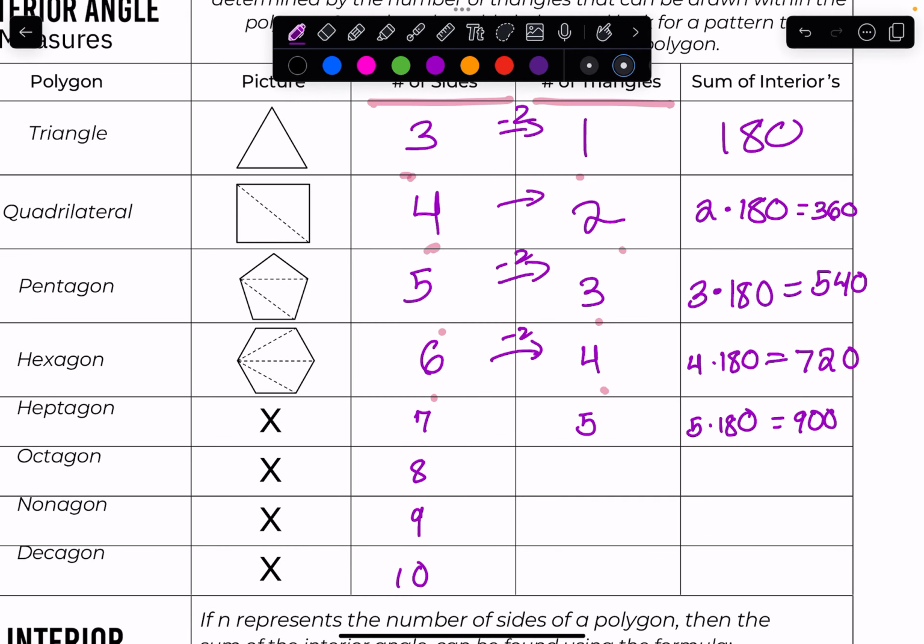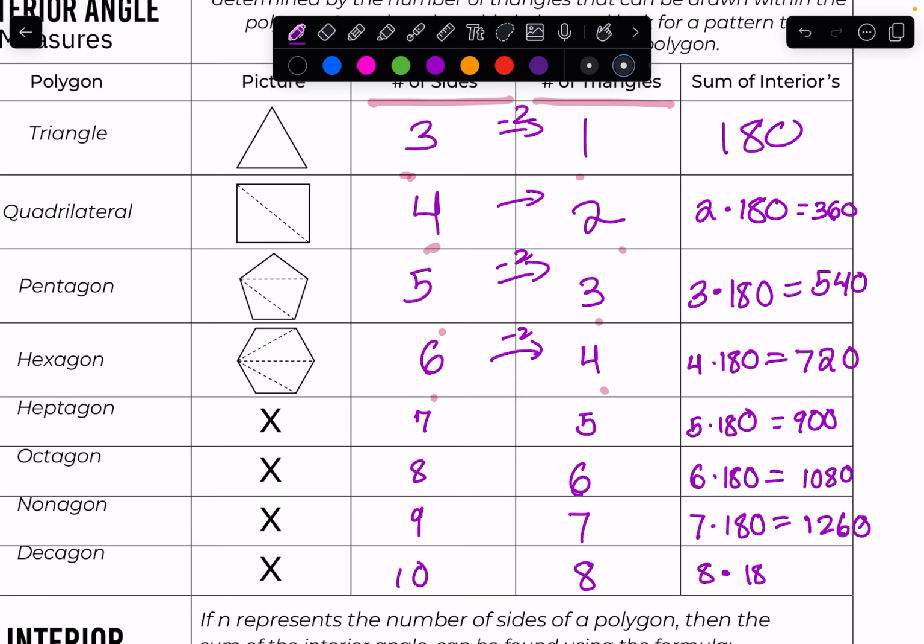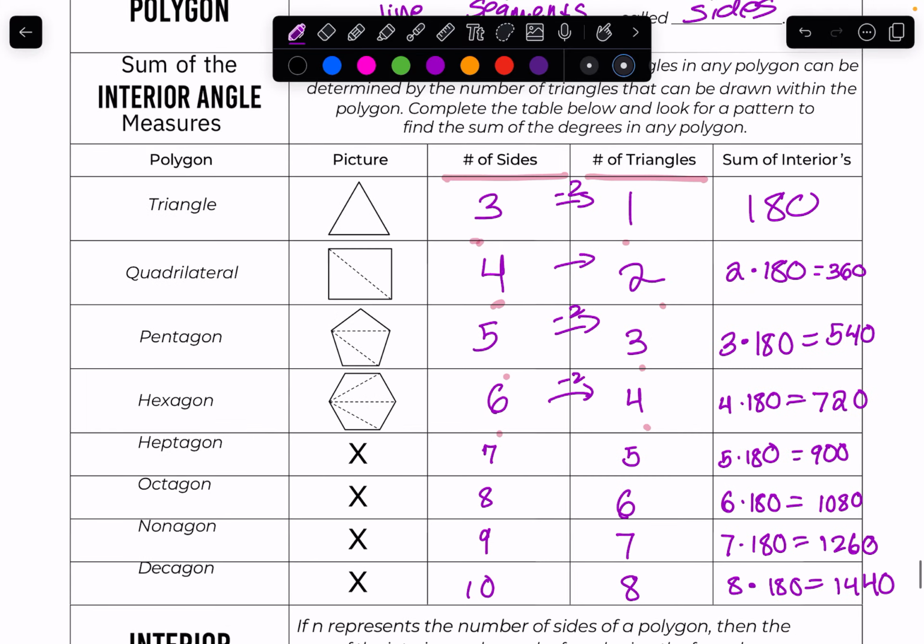For an octagon, it would be 6. 6 times 180 to get 1080. For a nonagon, 9, so subtract 2, you get 7. 7 times 180, 1260 degrees. And then finally, for your decagon, 8 times 180 is 1,440 degrees.